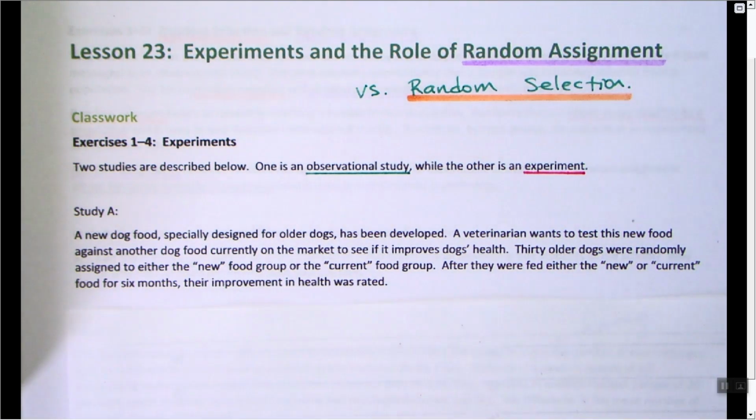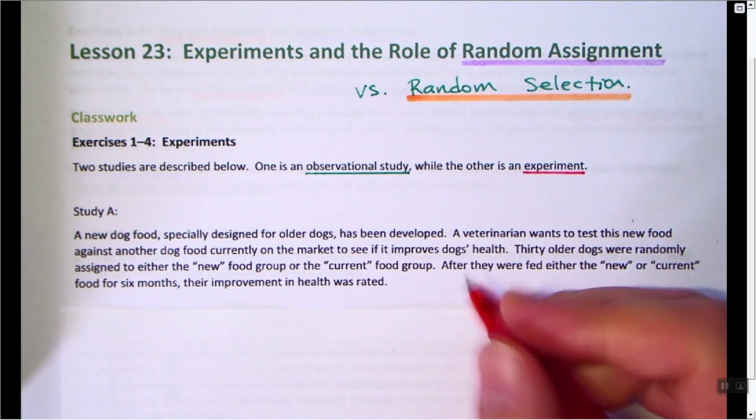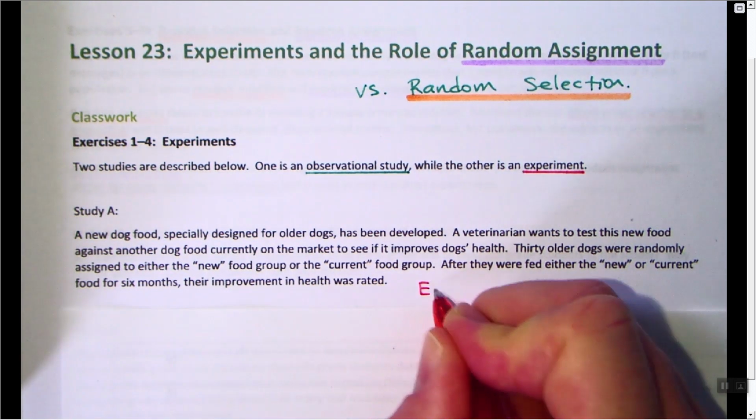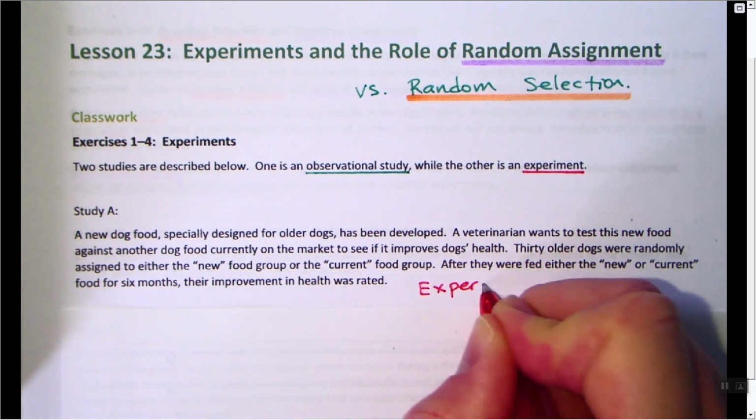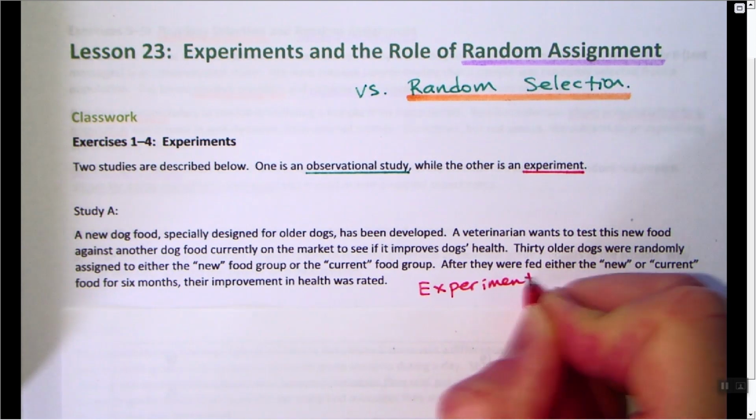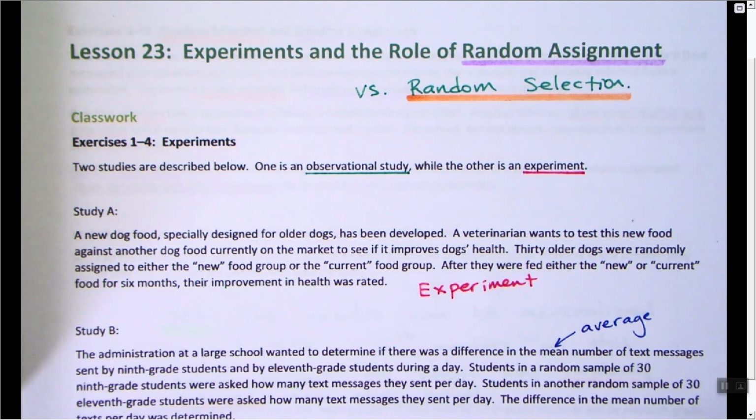So my question to you is, is this an observational study or an experiment? Was anything done to change what was normal for these dogs? The answer is yes. They either had the current on-the-market food, whether it's what they had before, or the new food. So that was a change from normal, and so this is an experiment. Okay, Study B.